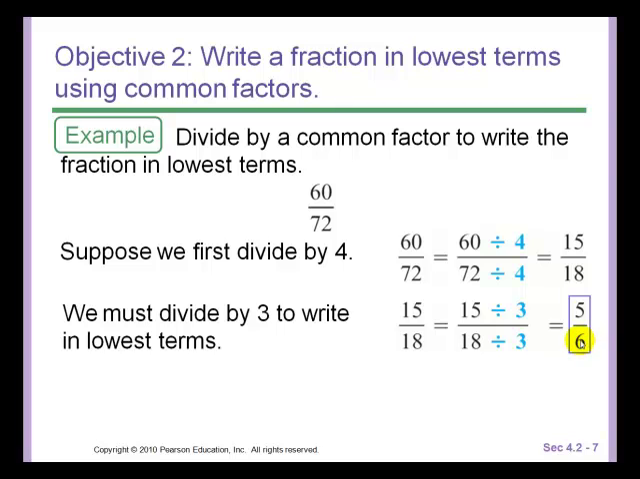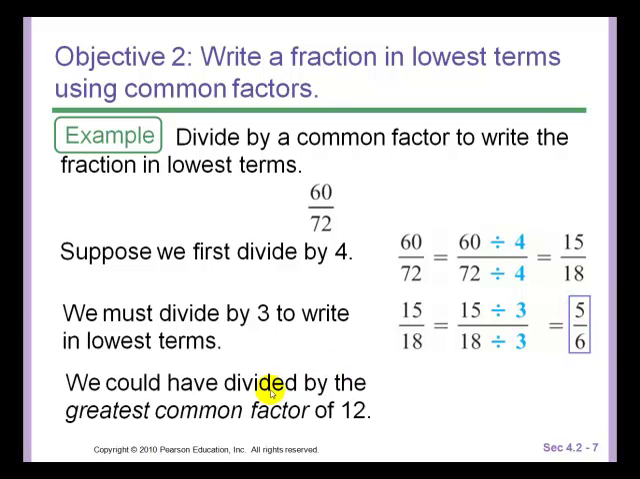6 could be 1 and 6, or 2 and 3, but none of those are factors of 5, other than 1. Notice we could have done this in one step by dividing by the greatest common factor of 12. Note 4 times 3 is 12. Had you done that, you could have gotten to our final answer in one step. 60 divided by 12 is 5. 72 divided by 12 is 6.